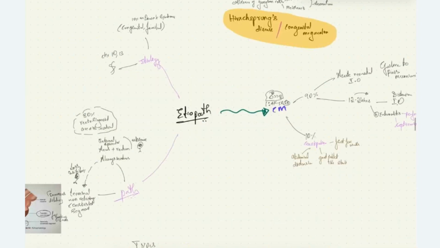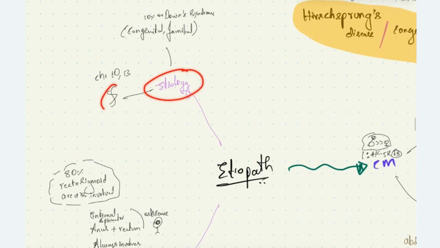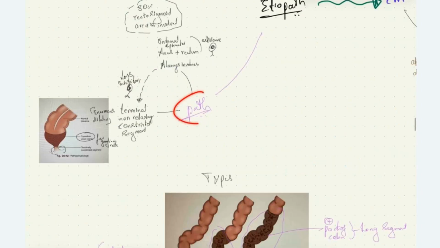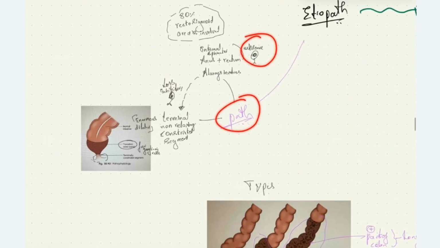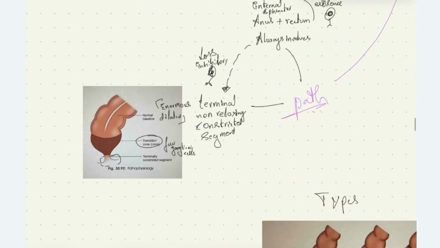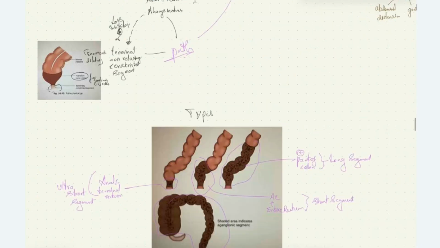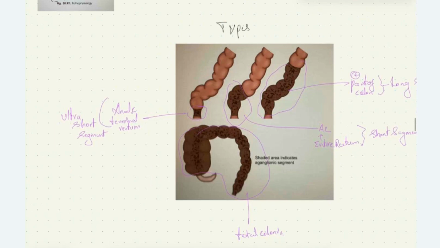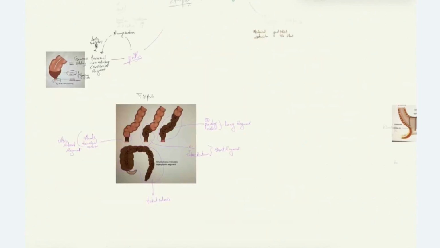Etiology: we have mutations in chromosome 10 and 13, and 10% of patients have Down syndrome. Pathophysiology: there is absence of inhibitory ganglionic cells in all cases in the internal sphincter, anus, and rectum. 80% involve the rectosigmoid, and the terminal part is narrowed. The transitional zone is cone-shaped, and the proximal part is distended. Types: we have ultra short segment type, short segment type, long segment type, and total colonic type.